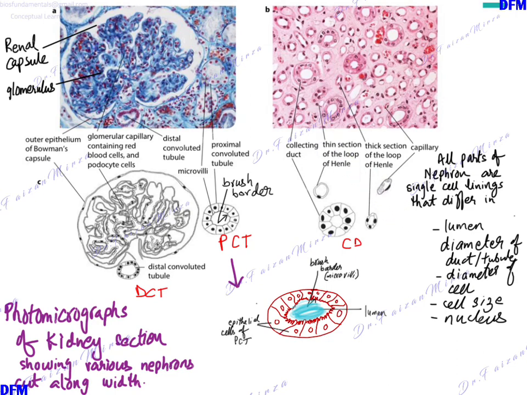There are various structures cut along their lengths. All the parts which can be seen in this diagram or in this photomicrograph differ in the size of the lumen of the tubule, the diameter of the cell size, and the cell shape. That's it from my side.